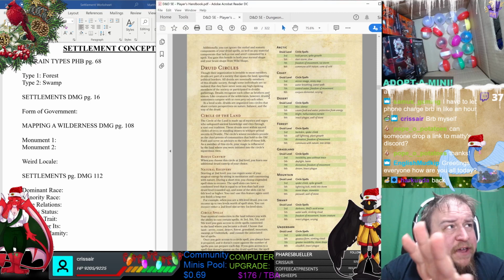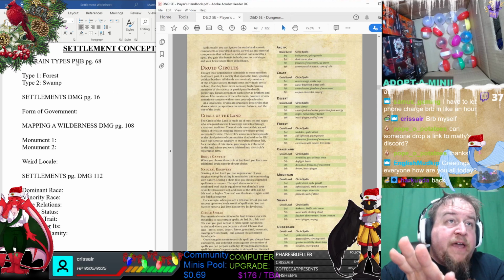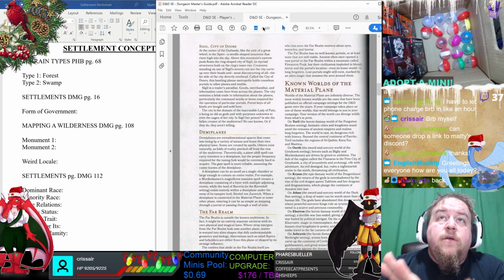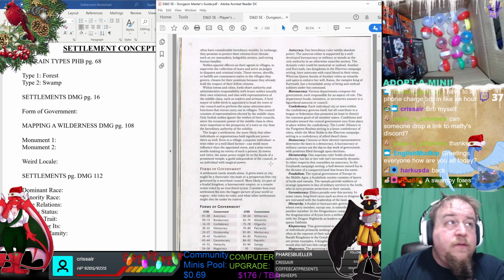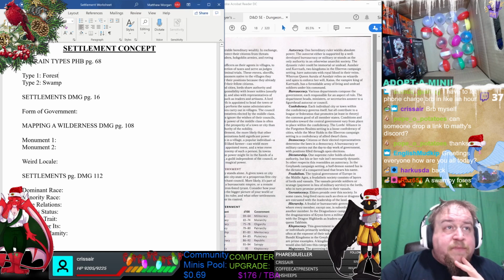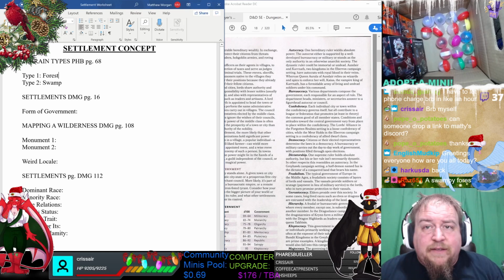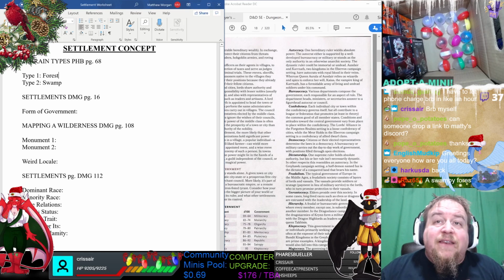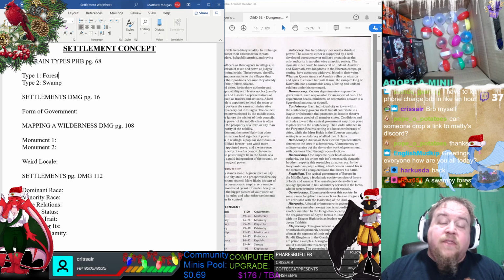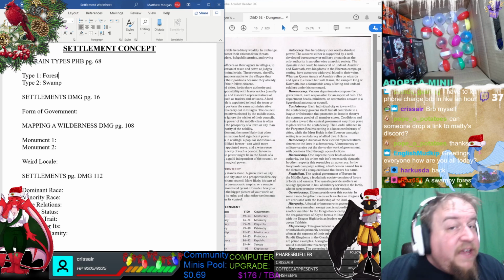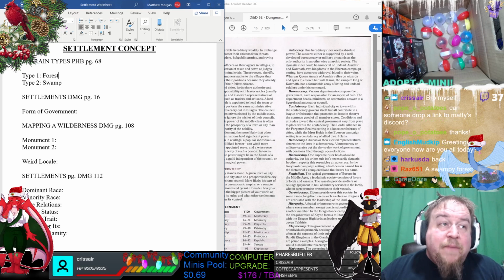So we don't need to roll here. We finished with the Player's Handbook. Now, we are going to go to the Dungeon Master's Guide here. In broad concept, the form of government, it was referred to as an evil tyrant. Now, it doesn't have to be necessarily an evil king or something along those lines. It's simply the leader, whoever she or he is, acting in a tyrannical method.